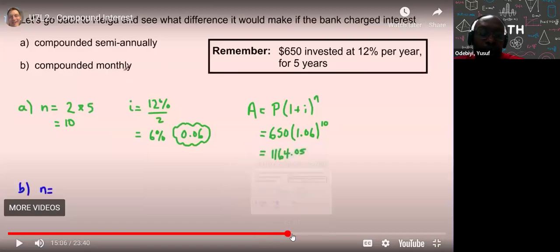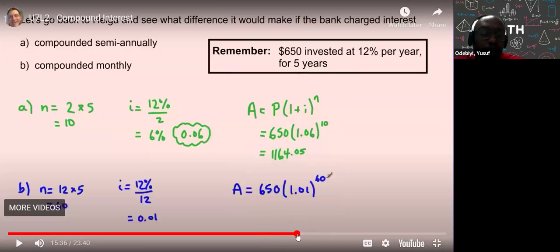And if I compound it monthly, let's fast forward. We're going to look at B, right? Monthly, my compounding period now, if it's monthly, it's going to be 12 in 1 year, right? Because I have 12 compounding periods in 1 year. If I'm saying monthly, because it's 12 months, every month I'm compounding, right? So now if I'm looking at it over 5 years, it'll be 12 times 5. So I'm looking at 60 compounding periods, okay, over 5 years.